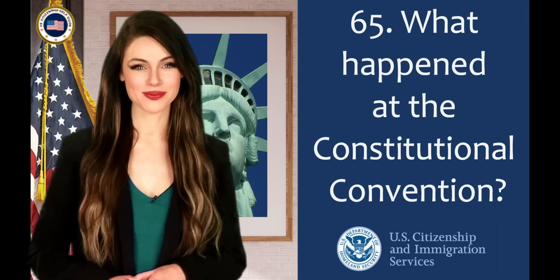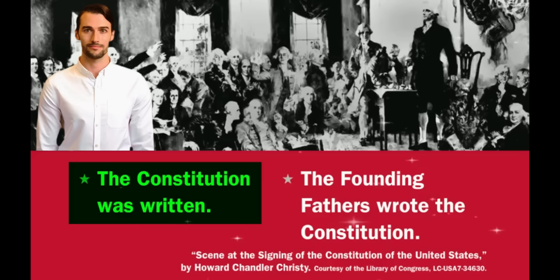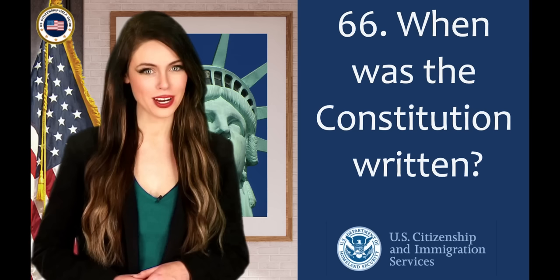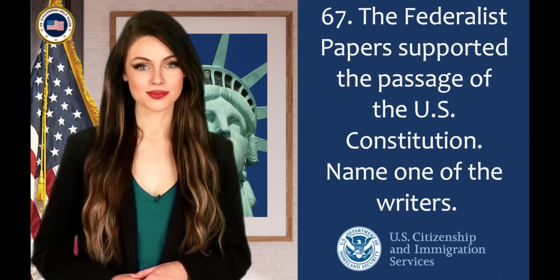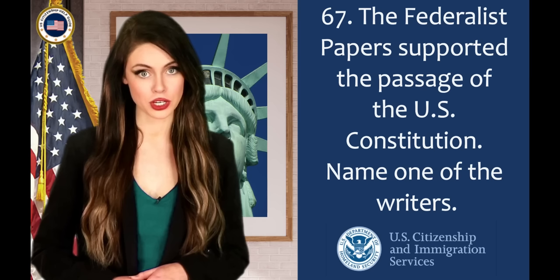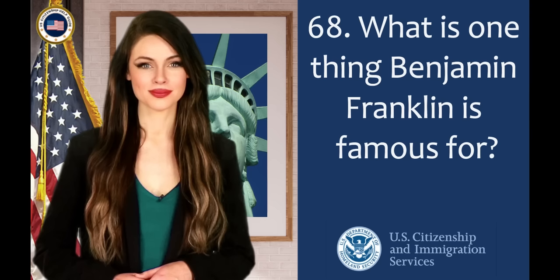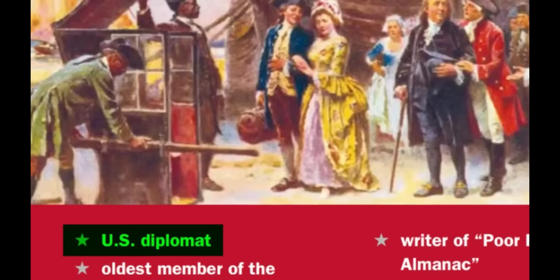What happened at the Constitutional Convention? The Constitution was written. When was the Constitution written? 1787. The Federalist Papers supported the passage of the U.S. Constitution. Name one of the writers. James Madison. What is one thing Benjamin Franklin is famous for? U.S. diplomat.